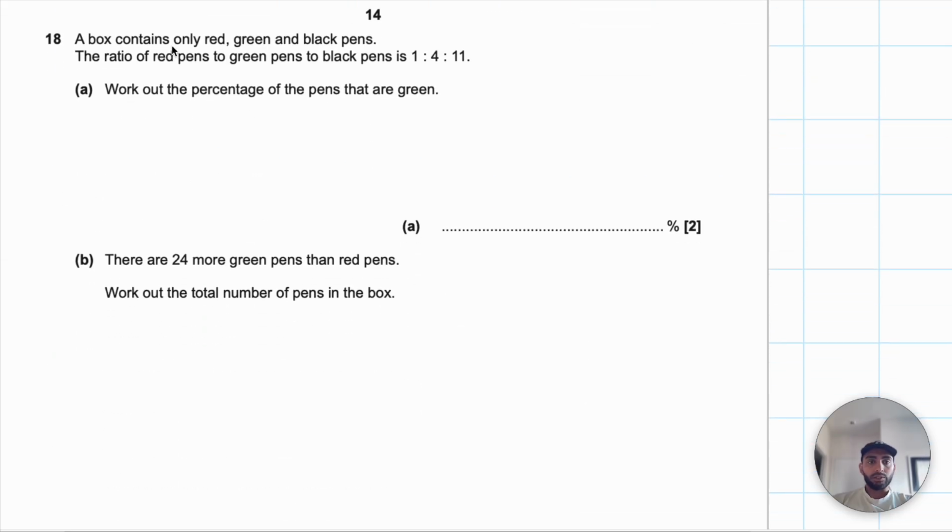Question 18. A box contains only red, green, and black pens. The ratio of red to green to black is 1 to 4 to 11. That's red to green to black. Work out the percentage of the pens that are green. We have 4 parts that are green, and altogether, how many parts are there in total? 1 add 4 is 5, 5 add 11 is 16, so that's 16. This can be simplified, divide by 4 to become 1 quarter. I know 1 quarter is the same as 25%.